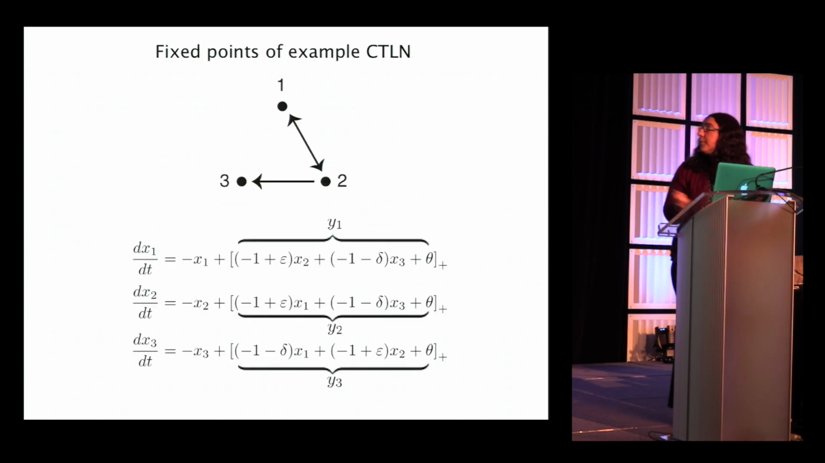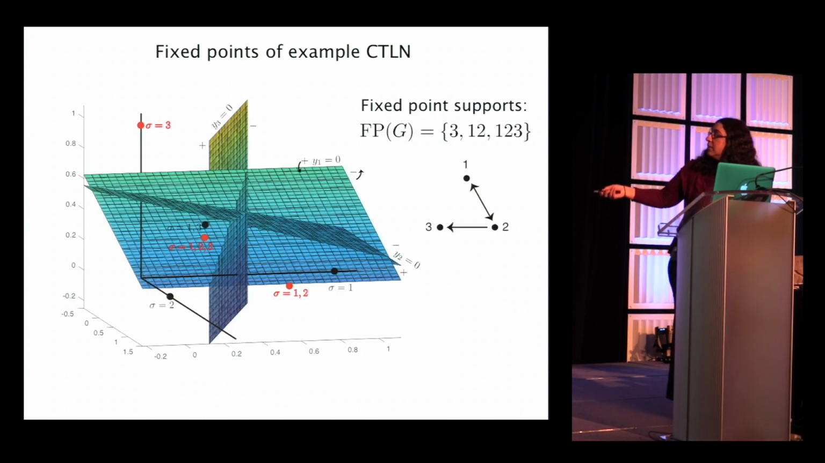So here is an example just to show you how complicated it can be. It's a very simple network, with this graph. And if I look at the hyperplane arrangement, this is a picture of it, I've labeled all the fixed points here, and the red ones are the ones that are actually lying in their appropriate chambers, and the black ones lie outside the chamber.